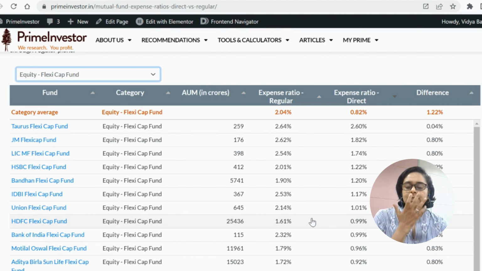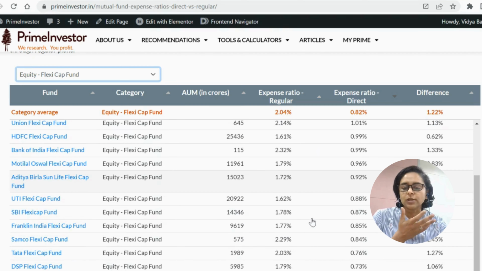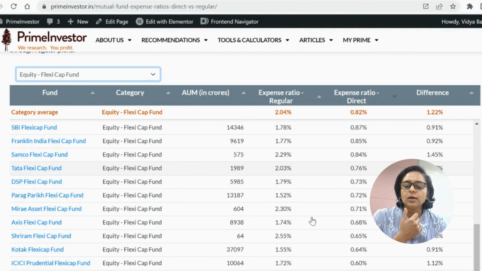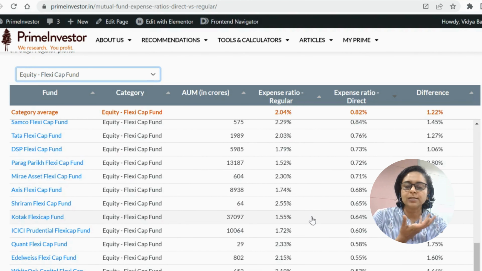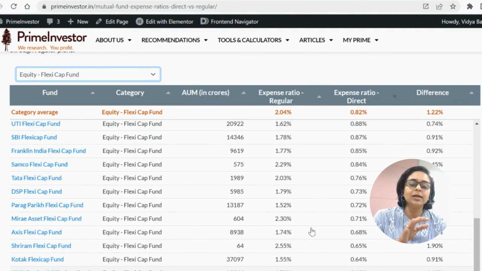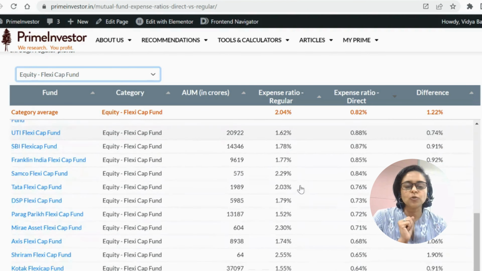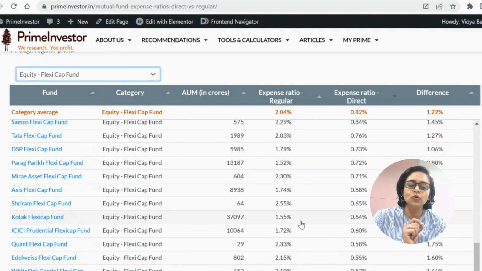Now, let us say your distributor is actually recommending you another fund, say Quant Flexi Cap Fund. Its expense ratio is 2.33, which is way higher than the category average and way higher than many of the other funds. So, what happens here is that you do know that this has a higher expense ratio, but where is such a higher expense ratio coming from? What component really adds to it?